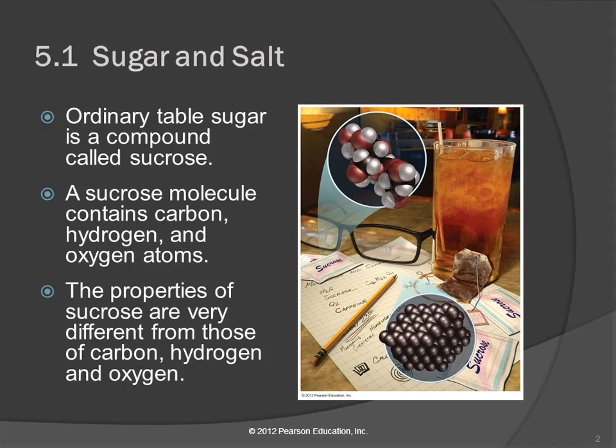So, table sugar. Here's a model of a table sugar molecule. The chemical name for it is sucrose. It's so much easier when I can see a little bigger. Okay, so sucrose. I'm not going to quiz you on that, but a sucrose molecule has carbon, hydrogen, and oxygen atoms in it. And what's important to understand, the properties of the compound sucrose are very, very different from the properties of the elements that make it up.